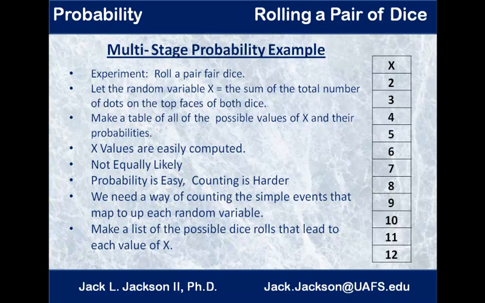So we need a way of counting this so that we can figure out what the simple events are and how they map up to the random variables. What we really need is to make a list of all the possible dice rolls that lead to each value of this. So let's take a minute and stop the video here, and you figure out how many different ways you can get each one of these different x values. What dice rolls will actually produce that? So go ahead and figure that out now. Please press stop now.